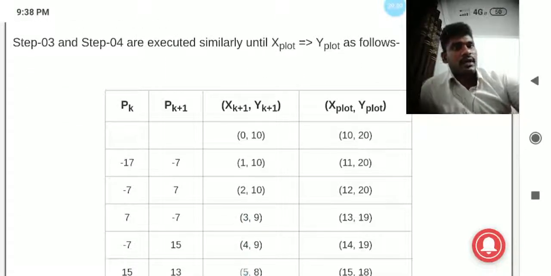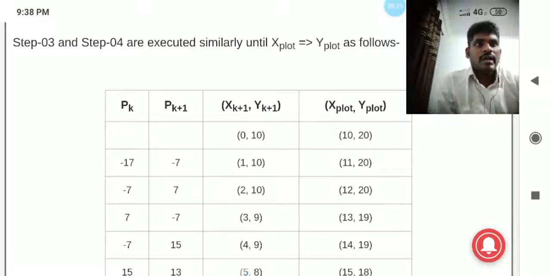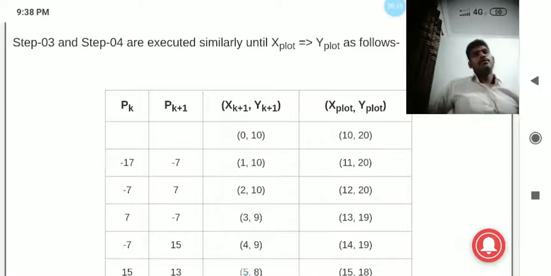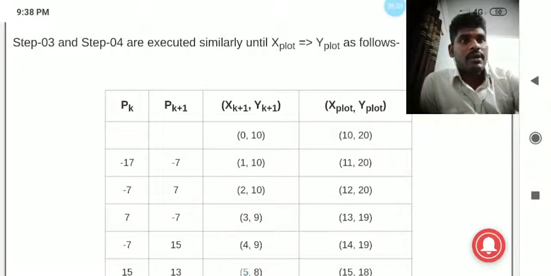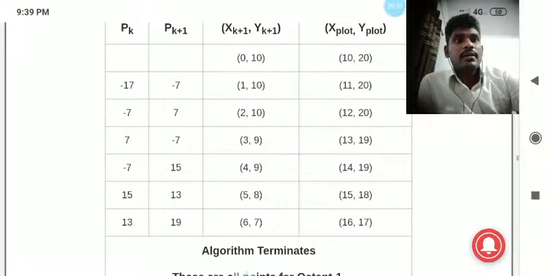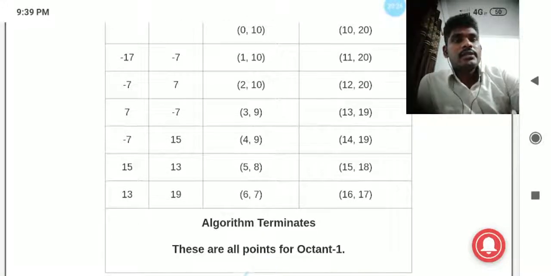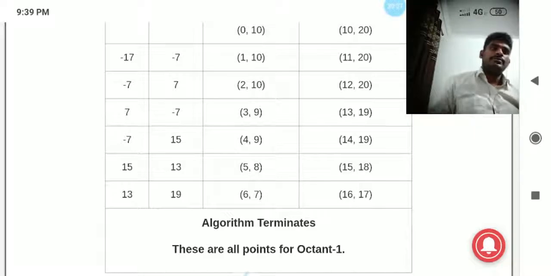Now we will find the x and y coordinates here. Look at the x and y values. This is the center value, so we have to add the center value to this value. 10 comma 20, 10 plus 20. So 11 comma 20, 12 comma 20, 13 comma 20, 13 comma 19, 14 comma 19, 15 comma 18, 16 comma 17.